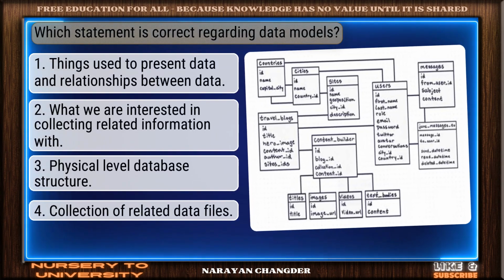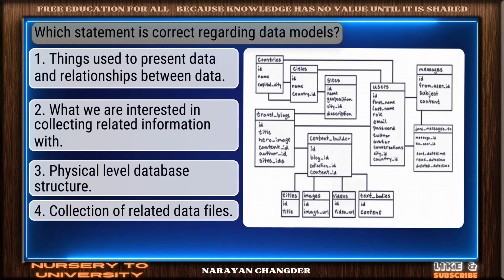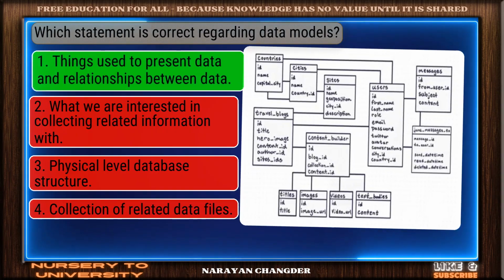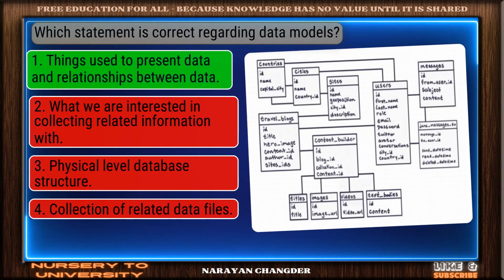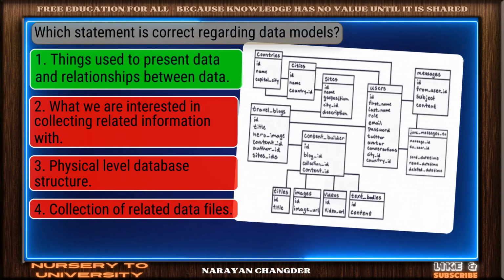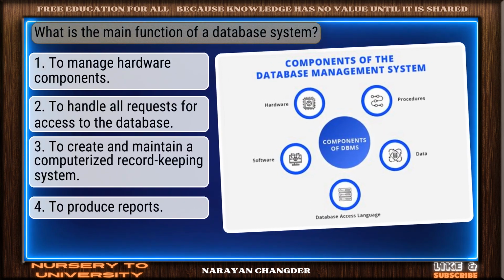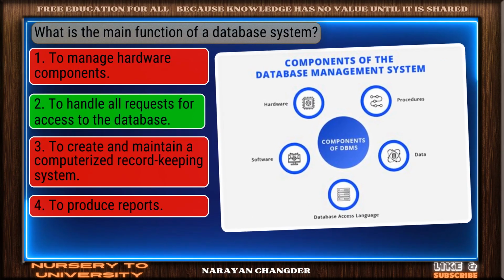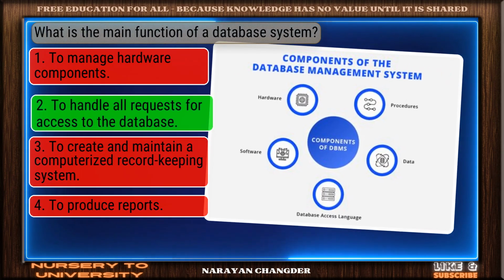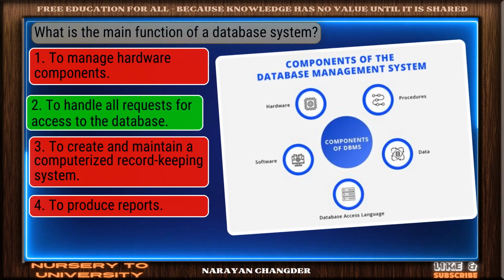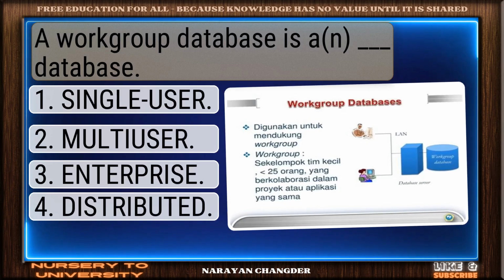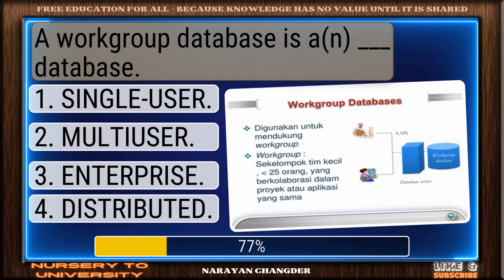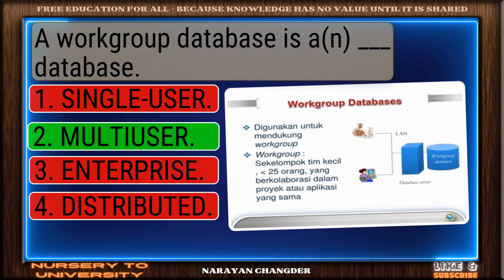Question number 60. Which statement is correct regarding data models? You chose things used to present data and relationships between data. And it is correct. Question number 61. What is the main function of a database system? Good thinking. To handle all requests for access to the database is the right answer. Question number 62. A workgroup database is a dash database. Well reasoned. Multi-user is the correct choice.